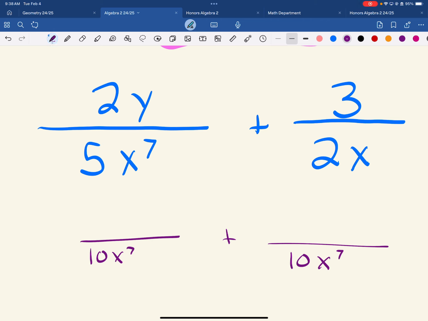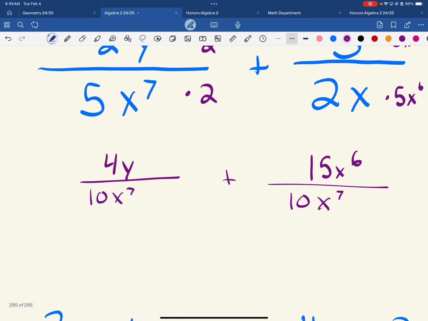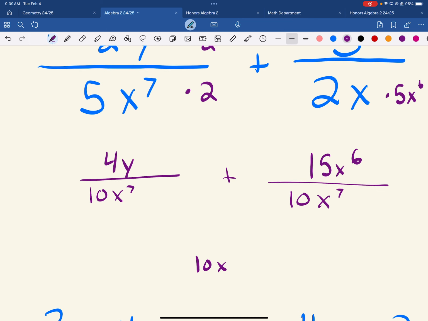So what do I have to multiply both the numerator and the denominator for the first one? 2. So that's 4y. What do I have to multiply the second one by? 5x to the 6th. Very good. So that gives us 15x to the 6th. So the denominator stays 10x to the 7th. Can't really combine those.